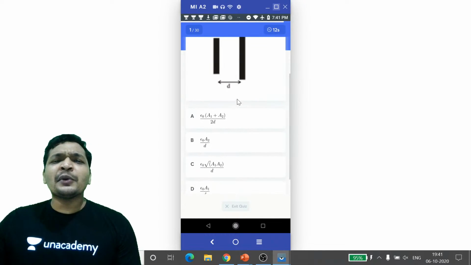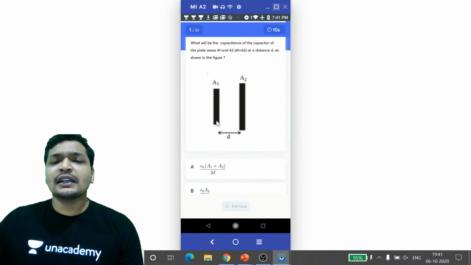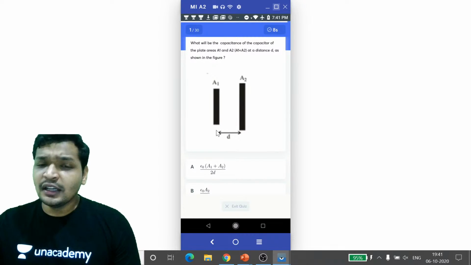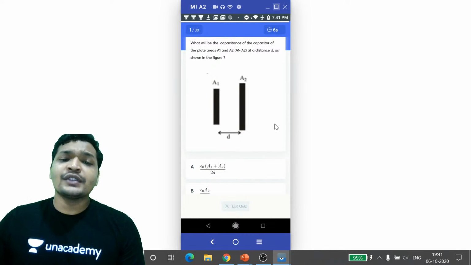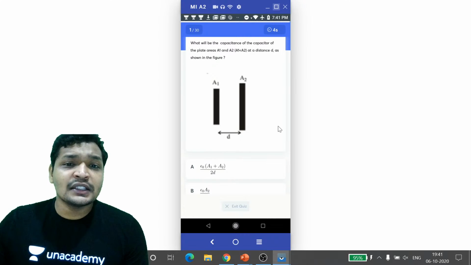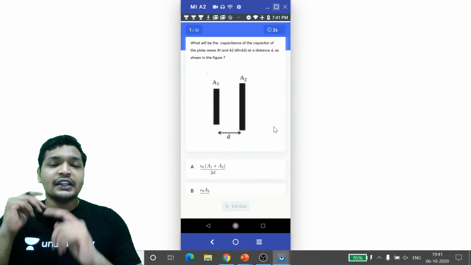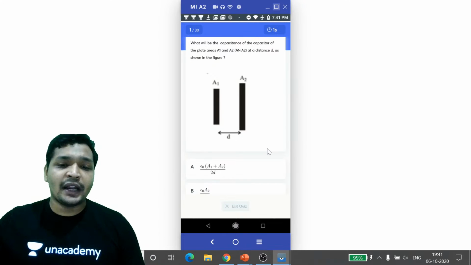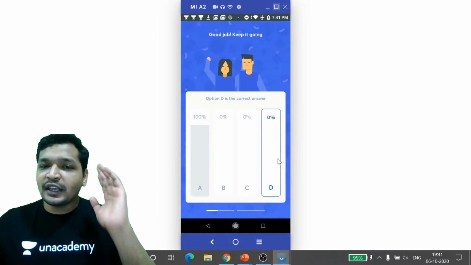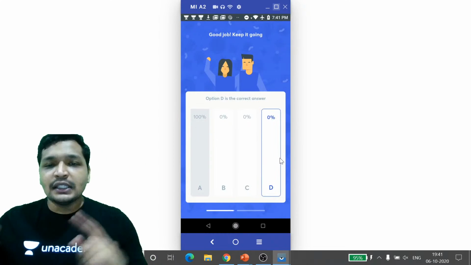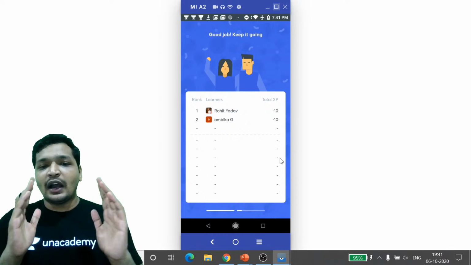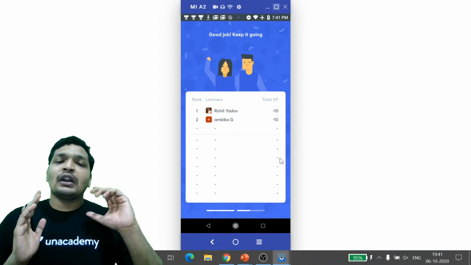Okay, basically think about it. Think about the electric fields, how they would be, and how the energy is stored, where all the energy would be stored, and do you think area A2 would have an impact or A1 would have an impact? I think it's just about A1. The option is D.